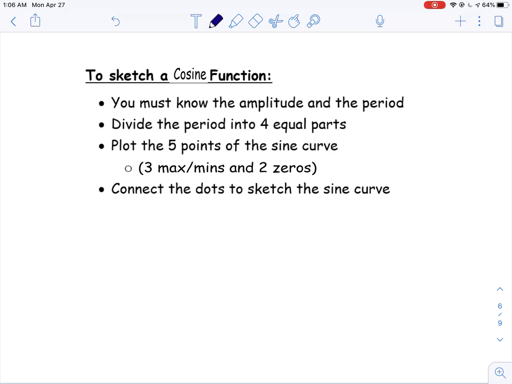Okay, so we spend a lot of time graphing sine graphs. Now we're going to graph some cosine graphs. So it's going to be the same process. You need your amplitude and period. You're going to divide your period into 4 parts, and you're going to still plot the 5 key points.